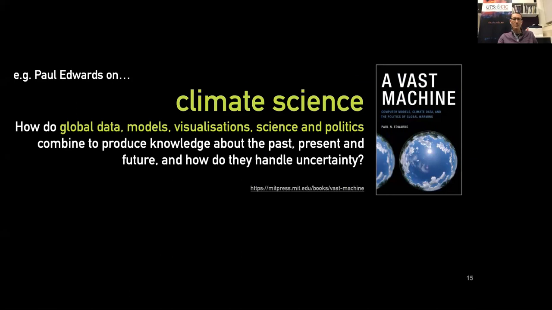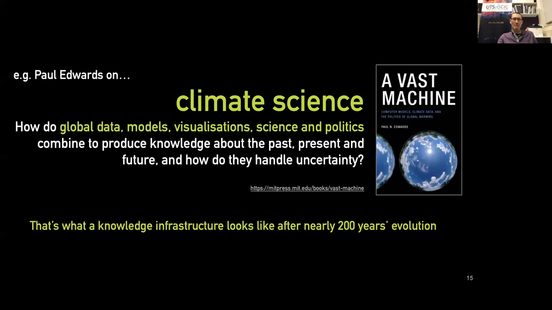How do data, models, visualizations, science, and politics all come together to produce knowledge about the past, the present, and the future? And although this is, quote, hard science, there's still a whole lot of uncertainty in there as well. And just to point out that there's a 200-year-old infrastructure. It's been through a lot of evolution, and the book is very much about how that has evolved.